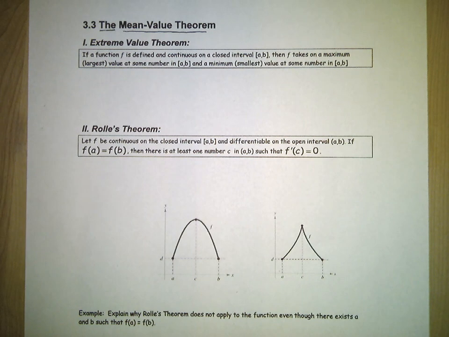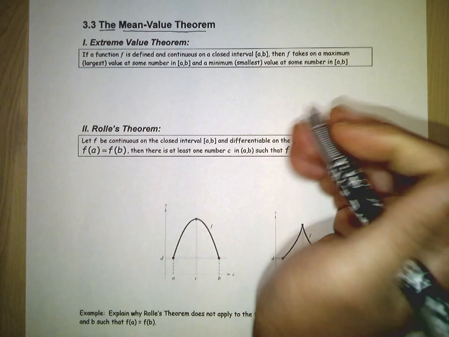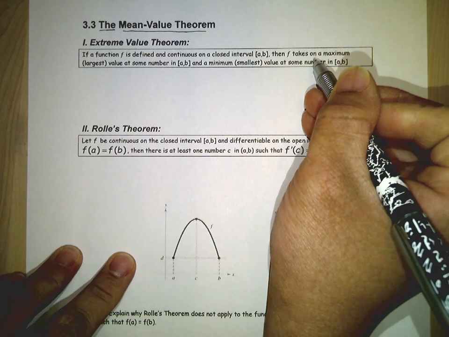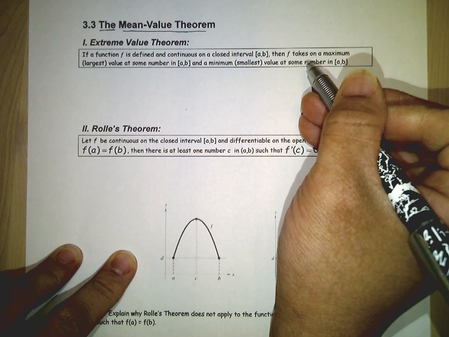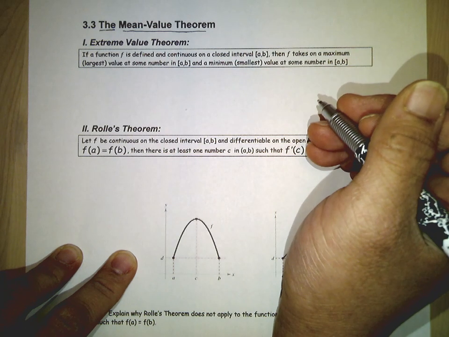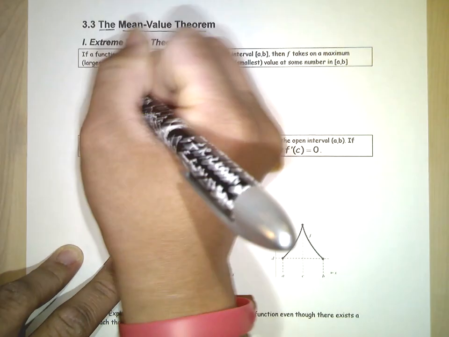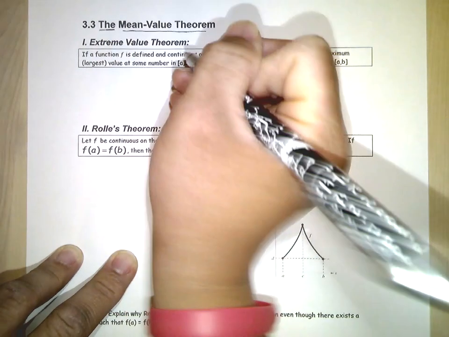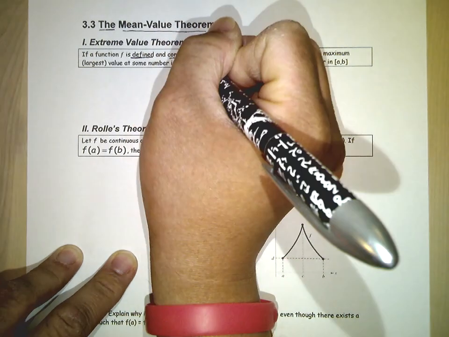And it says that if a function f is defined and continuous on a closed interval from a to b, then f takes on a maximum or largest value at some number in that interval a to b, and a minimum or smallest value at some number in that interval a to b. So let me look at the two conditions here. The function needs to be defined and continuous.